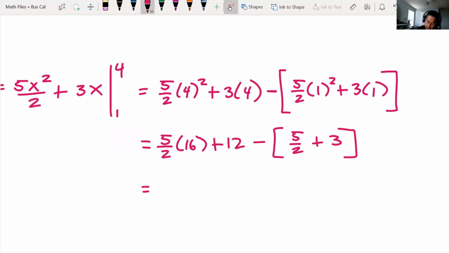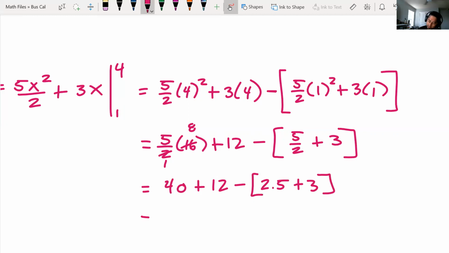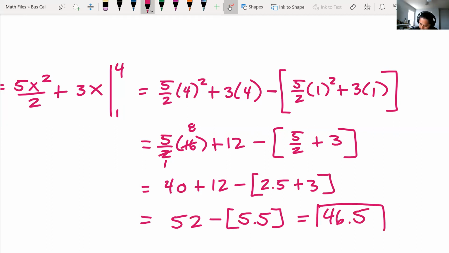Okay. And 5/2 times 16, that 2 and that 16, that becomes an 8. So that'll give you 40 plus 12 minus, and inside here, since this is business math, why not make this 2.5 plus 3. And then we put it all together, 52 minus 5.5. And we should get 46.5.